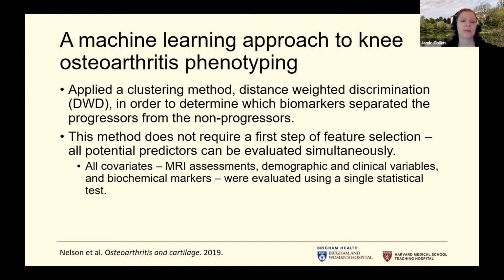But what's nice about this method is it does not require a first step of feature selection. So all potential predictors can be evaluated simultaneously. They didn't need to do that bivariate screen that we did in our logistic regression models. So all covariates, the MRI assessments, the demographic and clinical variables, the biochemical markers were evaluated using a single statistical test.